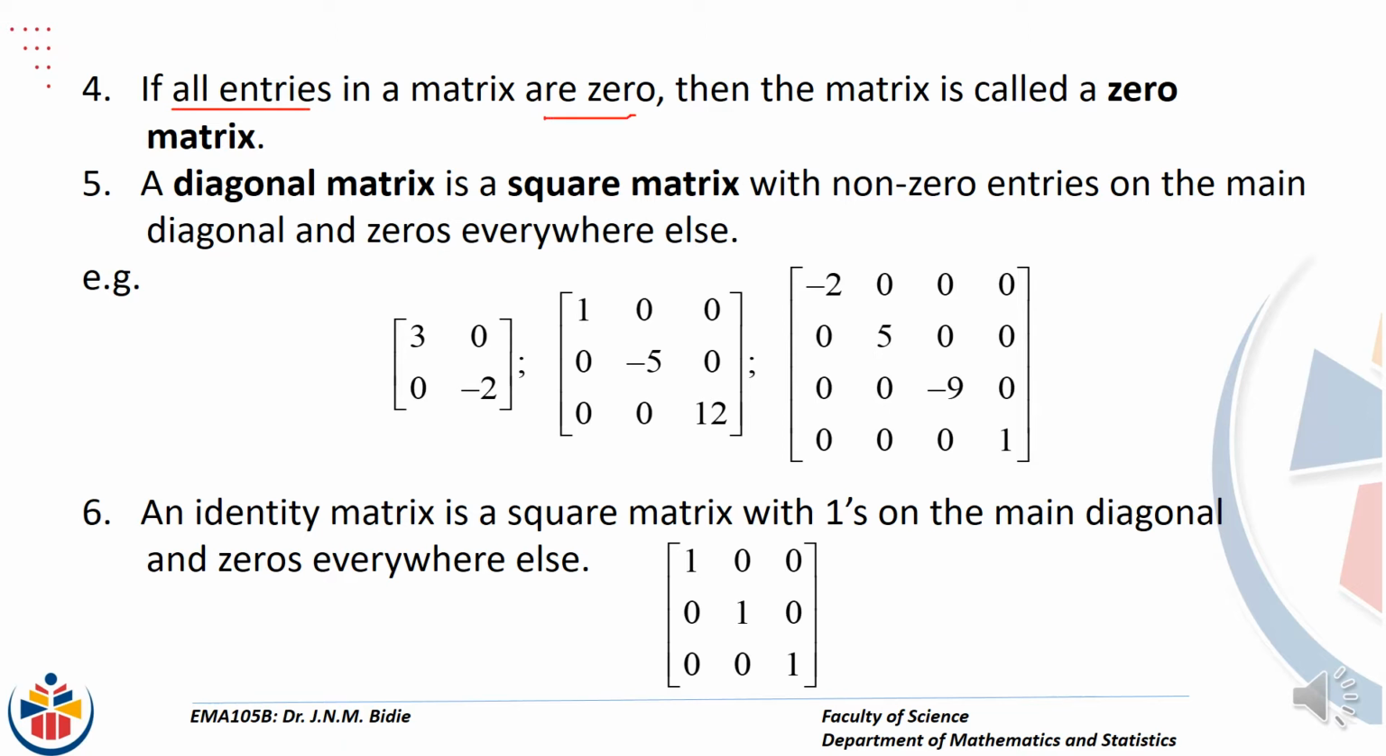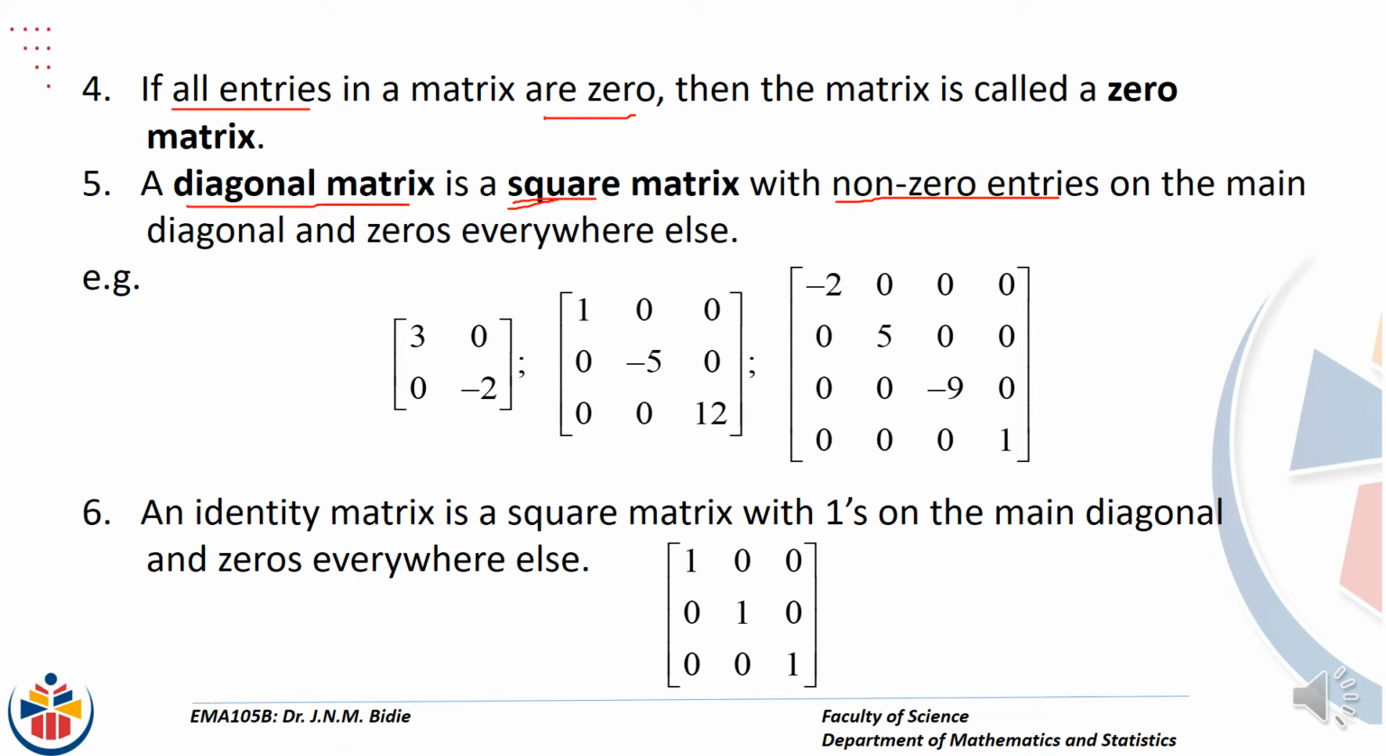And then we call a square matrix. Note that the first requirement is that it must be square. If it is a square matrix with only diagonal entries as non-zero entries, all the other entries zeros, then we call that matrix a diagonal matrix.